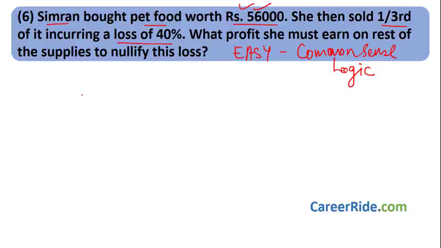Simran bought the pet food and she sold 1/3 of it. That means she made 3 parts of the pet food. Out of that, she sold the first one at a loss of 40%. Is that right? Yes. Now, she should earn profit in both the remaining parts so that this loss gets nullified. That means there is no profit, no loss.